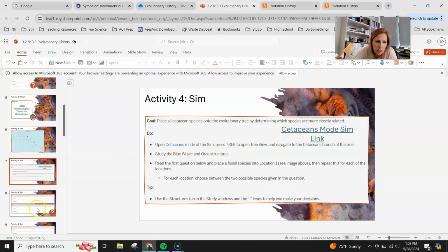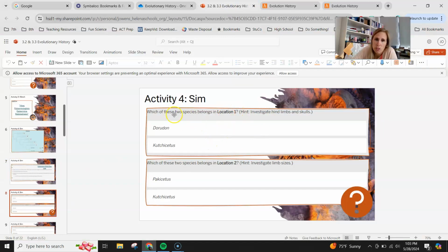So what you have on the next slide is a this-or-that. Which of the 2 species belongs in location 1? So, hint: investigate hind limbs and skulls. So I've got the Durodon and the Kuchicetus.